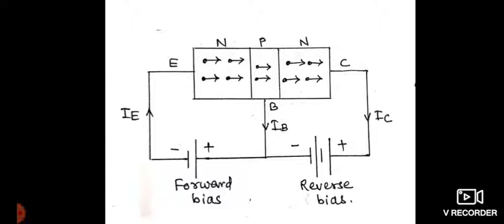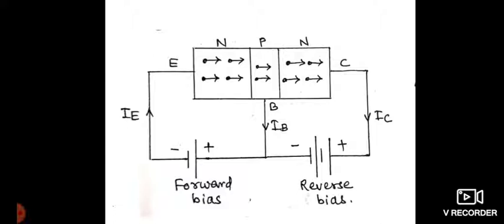The electrons which cross the junction and come into the base are again attracted towards the positive terminal of the output battery, which is connected to the collector. Because of that attraction, from the base they will run towards the collector. So, this constitutes the collector current.